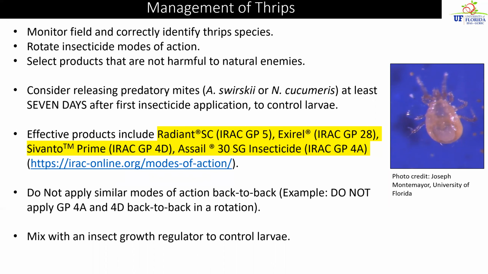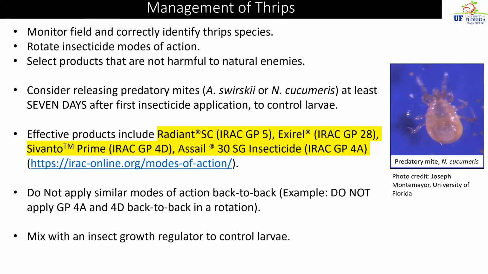Rotate modes of action when relying on insecticide application and select softer products to conserve natural enemies. You can also consider releasing predatory mites, at least in high thrips population areas of your field. Keep in mind that predatory mites are good at suppressing thrips larvae, but not the adults. Conversely, most insecticides are effective in suppressing adult thrips, but not the larval stages.